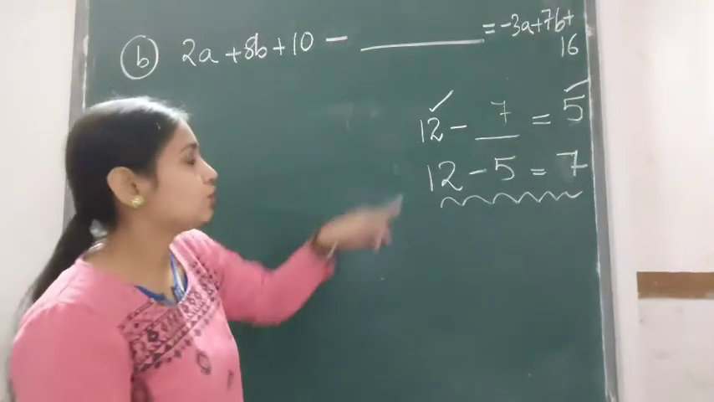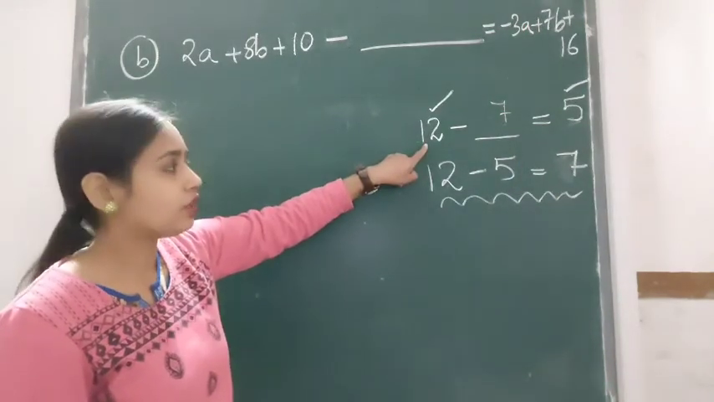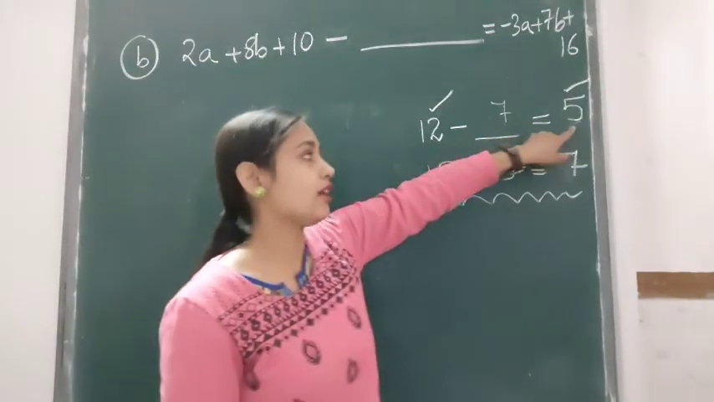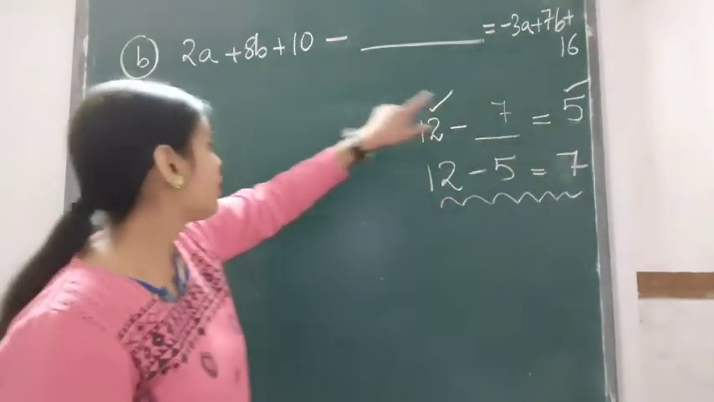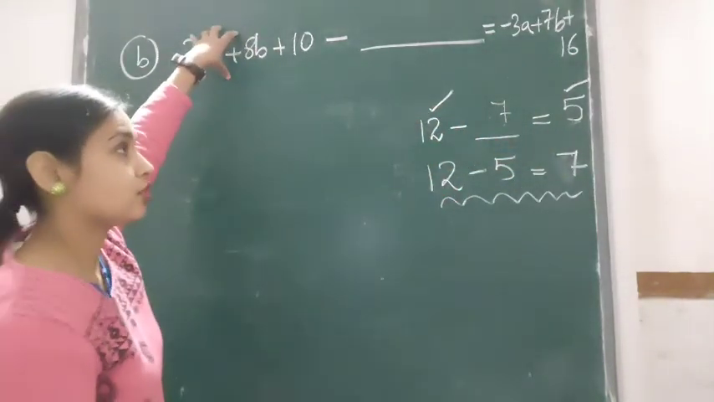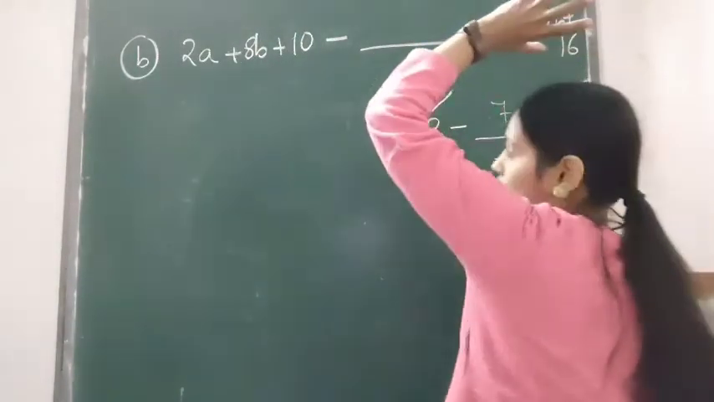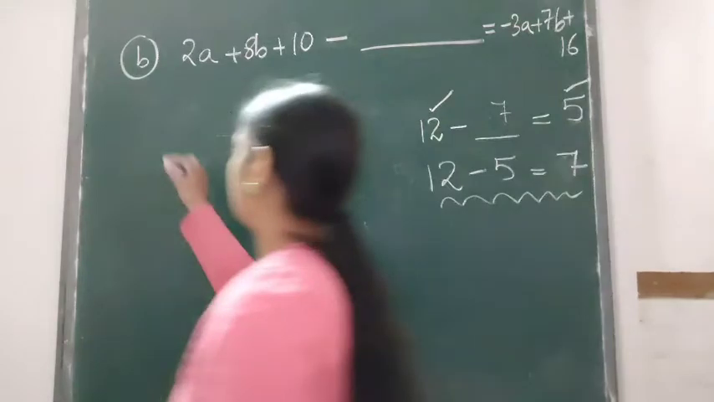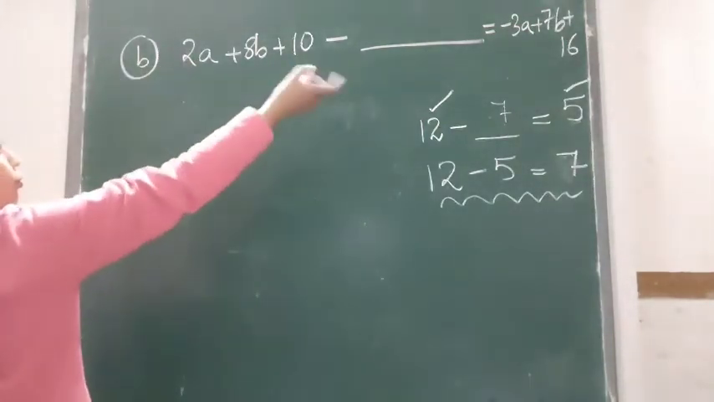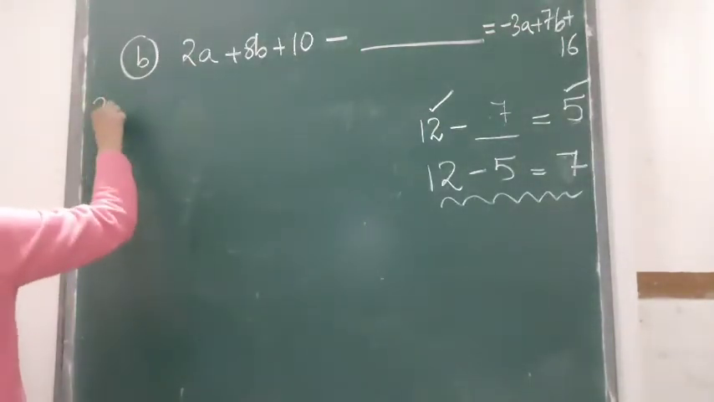That means you subtract the chocolates given by your mother from the total chocolates. Okay? So, let's start. That means we will subtract the two given terms.